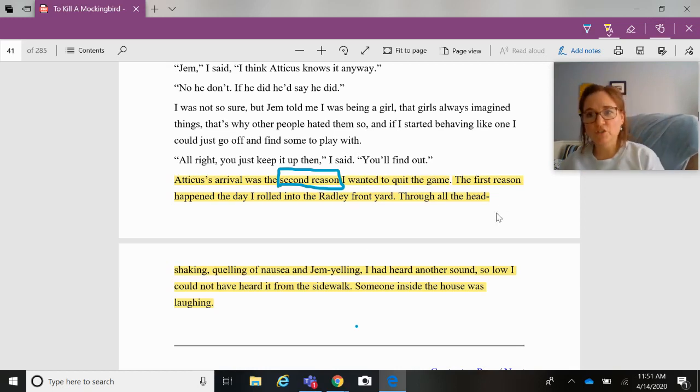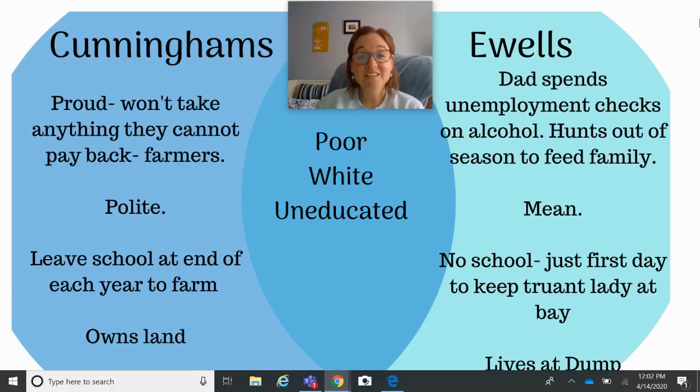All right. I'm going to show you a side-by-side comparison of Cunningham and Ewell, and then we'll be done with these chapters. Okay. So this is a Venn diagram showing the Cunninghams versus the Ewells. And here in the middle, we have what they have in common. Both families are poor, both families are white, both families are relatively uneducated, but for really different reasons.